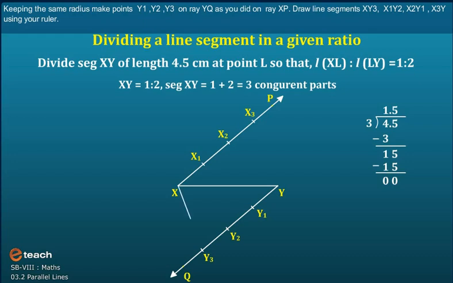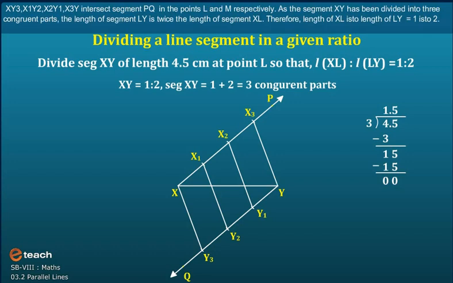Draw line segments XY3, X1Y2, X2Y1, X3Y by using the ruler. XY3, X1Y2, X2Y1, X3Y intersect segment PQ in the points L and M respectively.